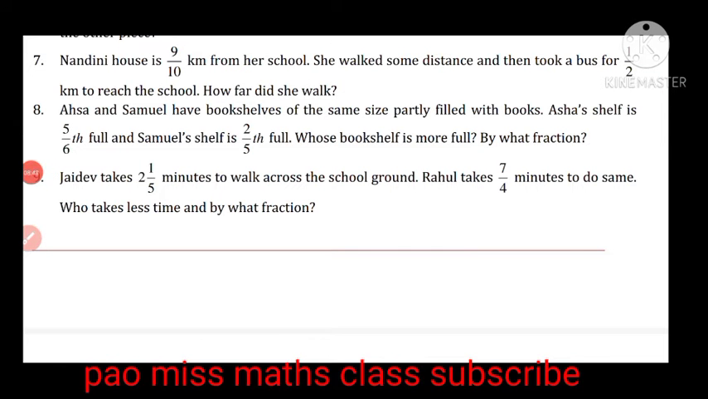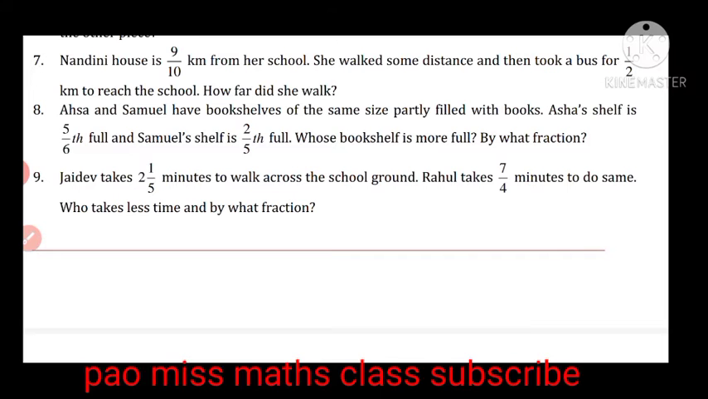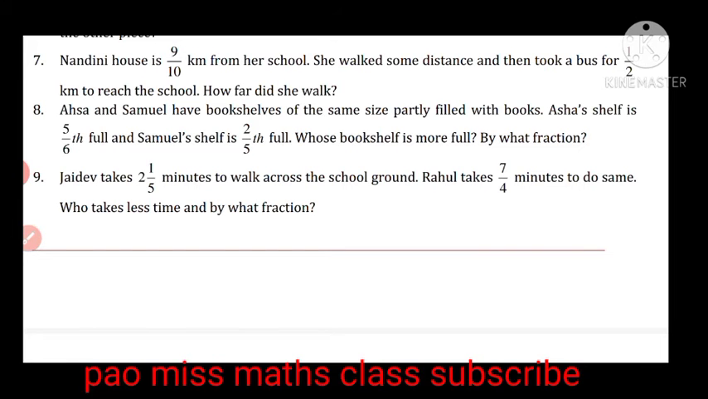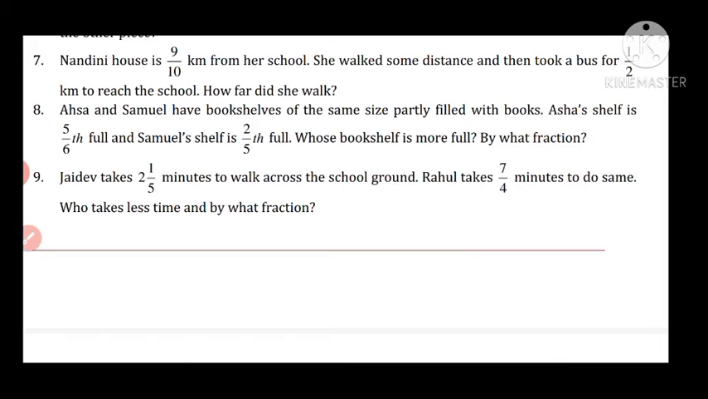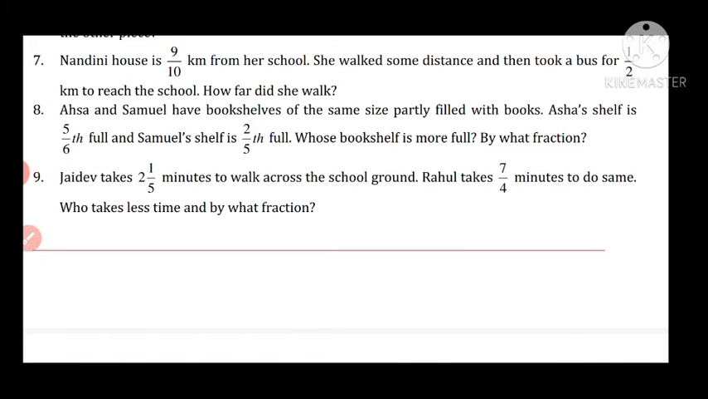Asa and Samuel have bookshelves, okay, of the same size, partly filled with books. Okay, the size of the bookshelf is the same and they have filled it with their own books. Asa's shelf is 5/6 full and Samuel's shelf is 2/5 full. Okay, so their fractions of books are given here. Whose bookshelf is more full? So we have to find whose bookshelf is more full.